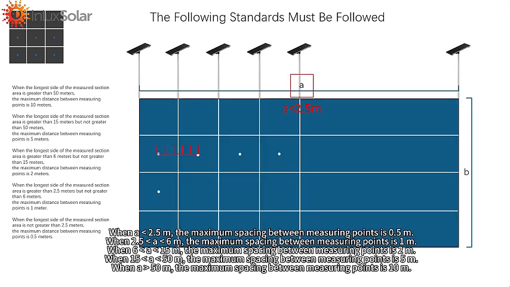When the width is up to 2.5 meters, the maximum spacing between measuring points is 0.5 m. When it is 2.5 to 6 meters, the maximum spacing between measuring points is 1 m. When it is 6 to 15 meters, the maximum spacing between measuring points is 2 m. When it is 15 to 50 meters, the maximum spacing between measuring points is 5 m. When it is over 50 meters, the maximum spacing between measuring points is 10 meters.